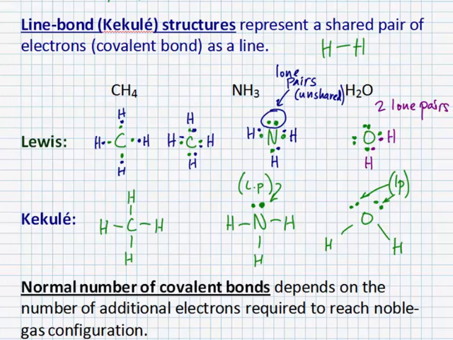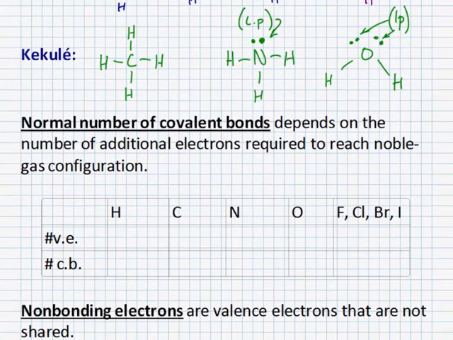Right? So let's just take some of these patterns that we talked about in order to get us to see how these elements tend to bond with each other. The normal number of covalent bonds depends on the number of additional electrons required to reach the noble gas configuration. So hydrogen has 1 of its own valence electrons. Okay? It's just in 1s1. Helium, the next noble gas along the line there, has 2 valence electrons. So that's why hydrogen just forms 1 covalent bond.